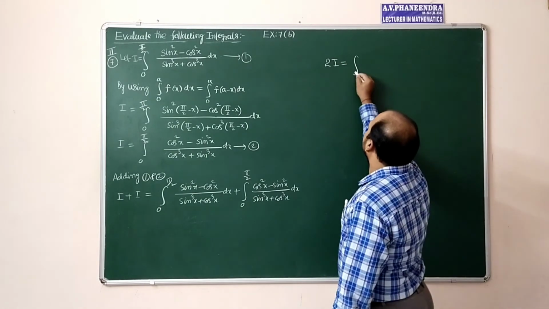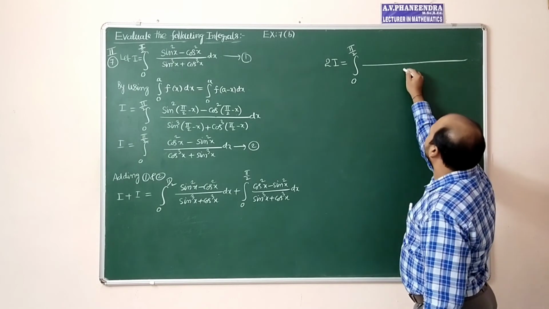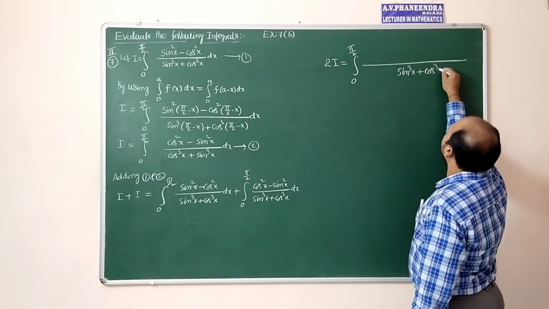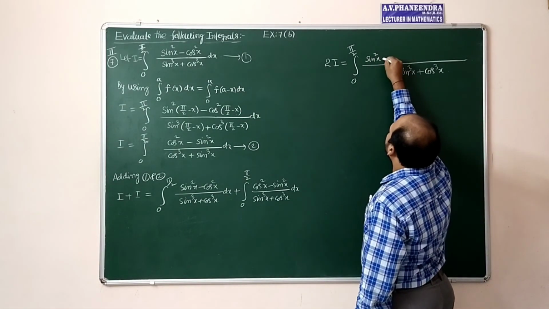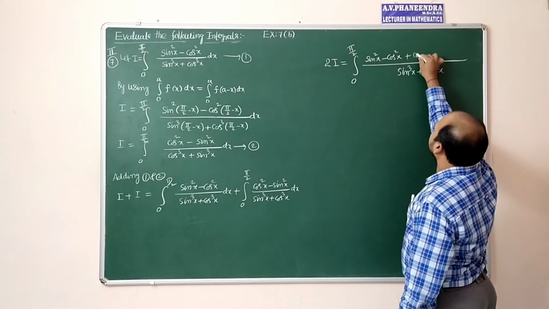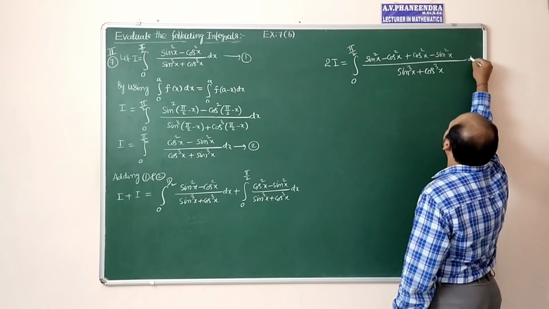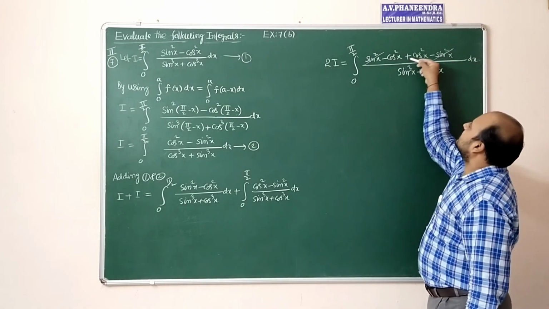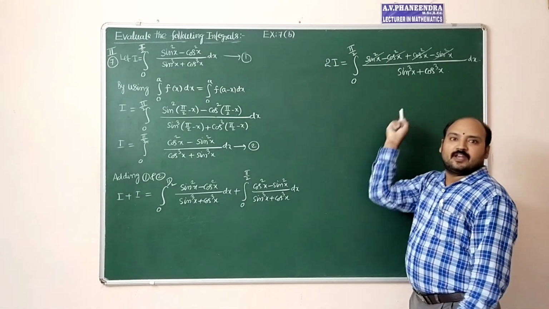Is equal to integral 0 to pi by 2. The denominator is sin cube x plus cos cube x. Add the numerators: sin square x minus cos square x plus cos square x minus sin square x into dx. Sin square x minus sin square x, plus cos square x minus cos square x, cancel. So the numerator goes to 0. 0 by anything is 0.